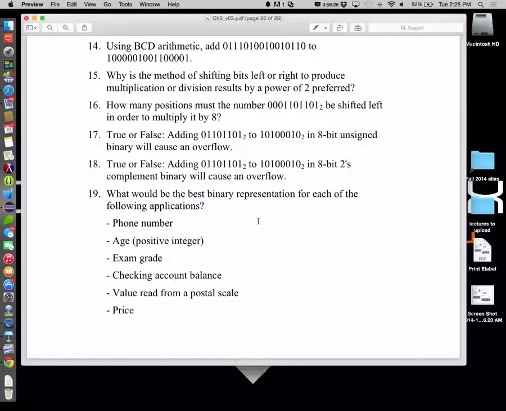Any questions about any of that? So that was the whole homework assignment. I should have the grades up for it by Thursday, definitely. I'm pretty caught up on my grades now.